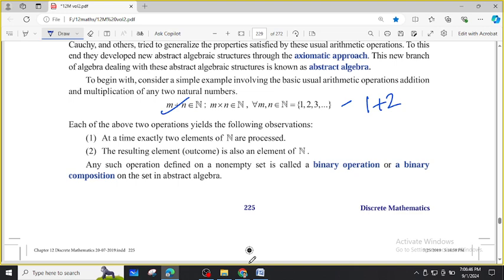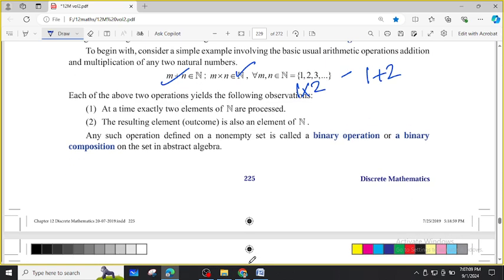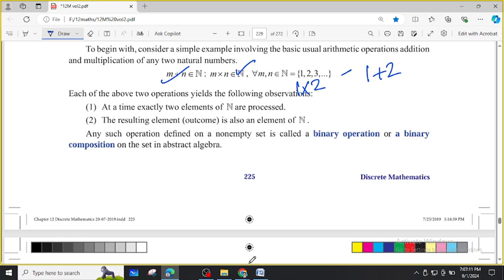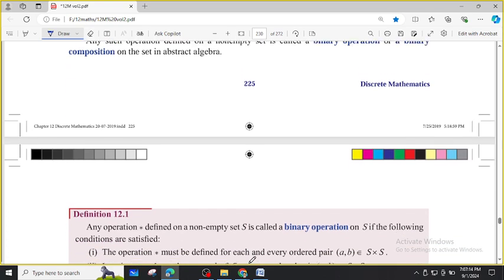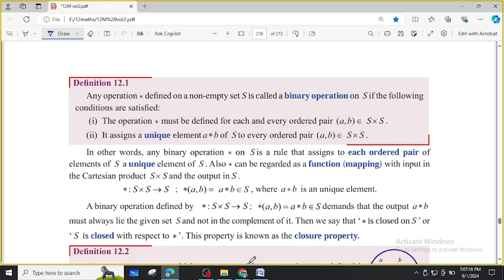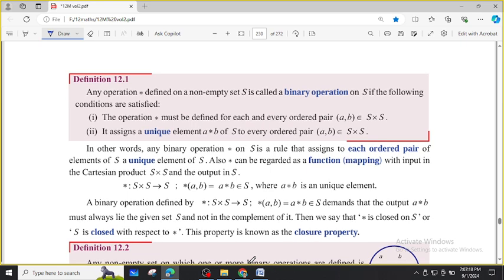Addition belongs to natural numbers. Similarly, when you multiply 1 into 2, the answer is 2, again the product is also a natural number. So if you take two natural numbers and add, again it is a natural number. If you multiply, again it is a natural number. So it is called a binary operation over addition with the natural numbers. Similarly, we can see about integers. Instead of addition and multiplication, we can go with subtraction and division. Whether it is a binary operation or not, that we have to check.